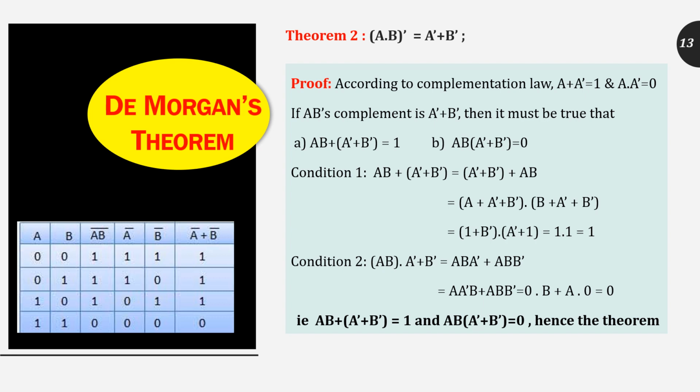Then looking into the second condition, AB into (A bar plus B bar). Again we are opening the brackets: A bar B plus A B B bar. As we know, A into A bar is 0, so A bar B plus A B B bar is equal to 0 into B plus 0 into A, which is equal to 0. That is, AB plus (A bar plus B bar) is equal to 1 and AB into (A bar plus B bar) is equal to 0. And hence De Morgan's second theorem is proved.